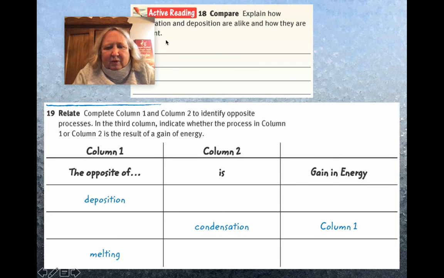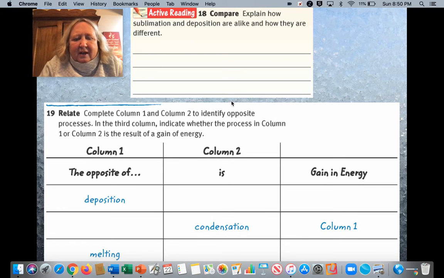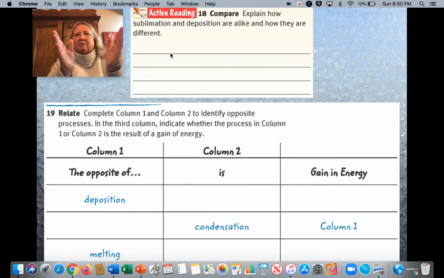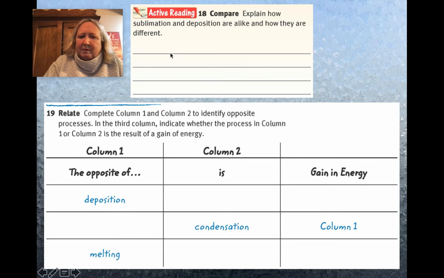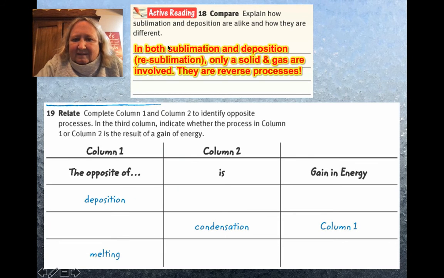Okay, so let's look at this. We have two questions here. Number one, explain how sublimation and deposition are alike and how they are different. Think about how they're alike. What happens in both of them? I hope you said that they're never a liquid. Only solids and gases are involved. And they're different because one is solid to gas, the other one is gas to solid.